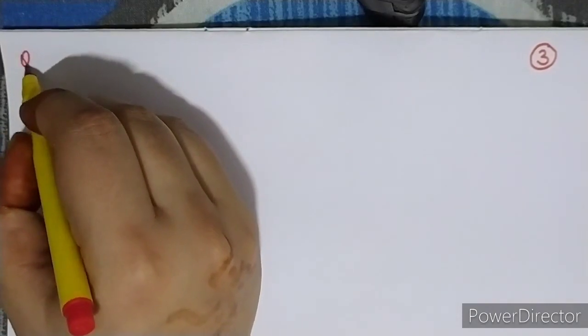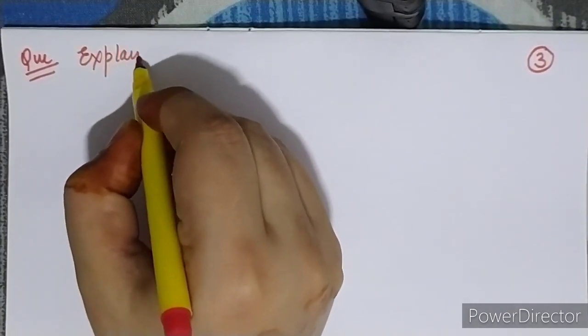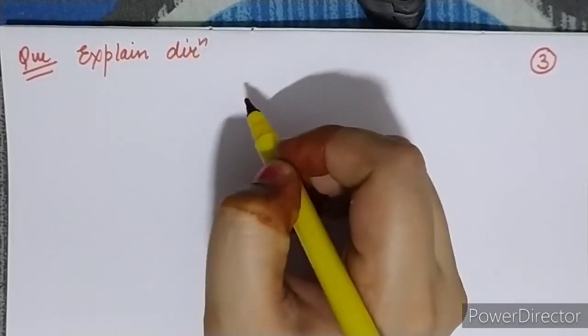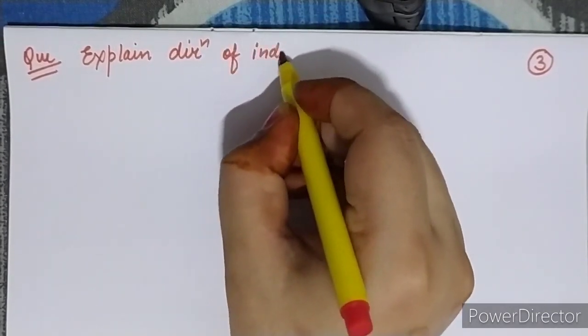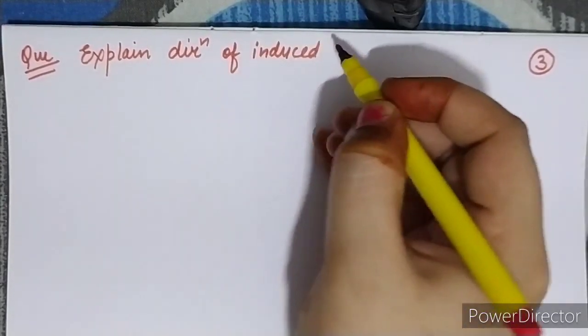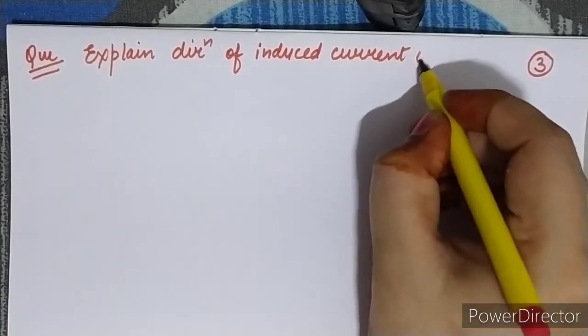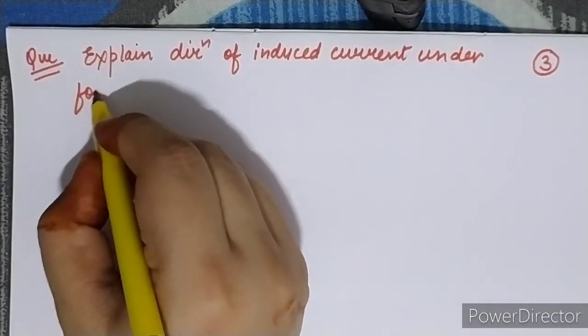Now in today's lecture I'm going to start with one example, one question that sometimes comes in your exam also. It is a theoretical question. The question is, explain the direction of induced current under the following situations.